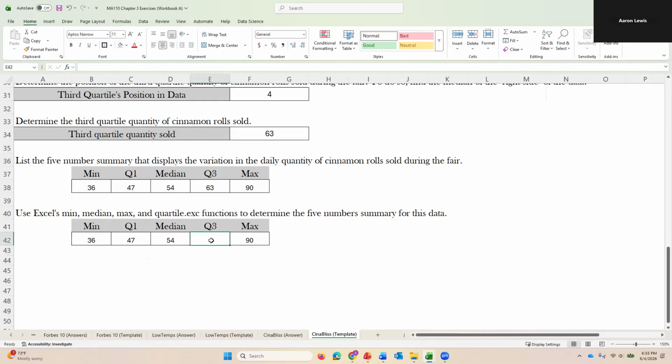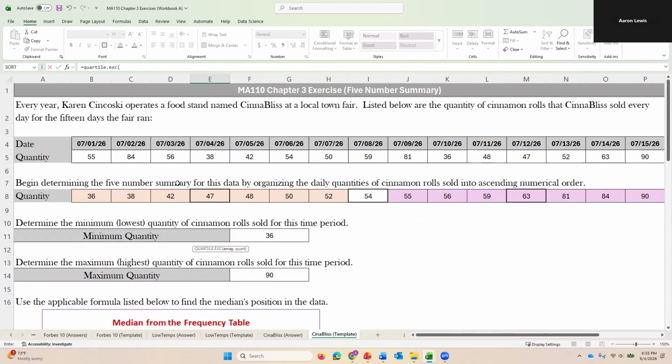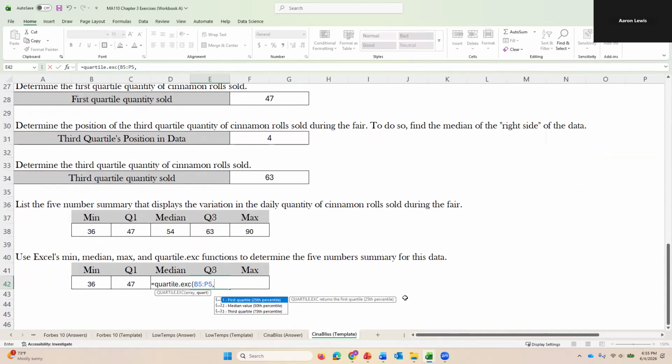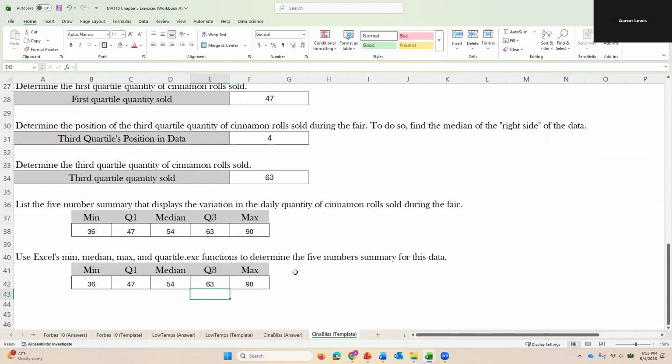For the third quartile, same exact function. We're going to put in the same array and everything else. The only difference is now instead of having a 1 for the first quartile, I'm going to type in a 3 for the third quartile. So this is going to equal quartile.exc, open a parenthesis, highlight our array, just still all the stuff in row 5. Come back down so you can see what I'm working on here. Hit a comma, and we're asked this time for the third quartile, so I'm going to type in a 3. And 63. Everything matches.